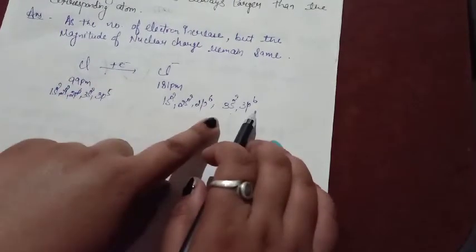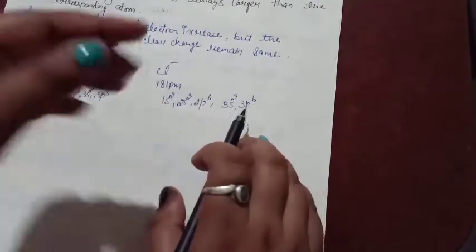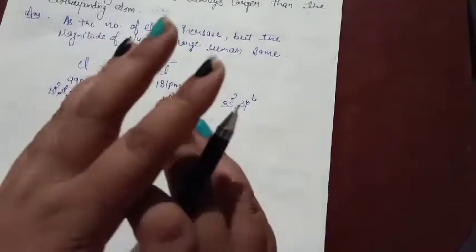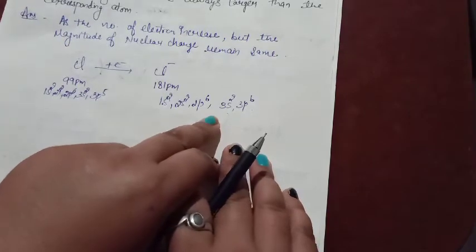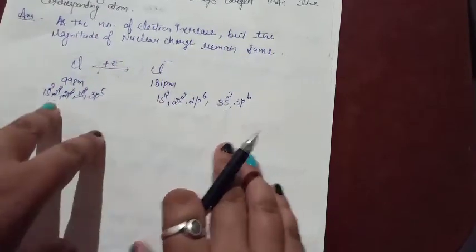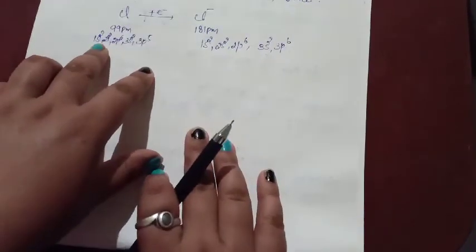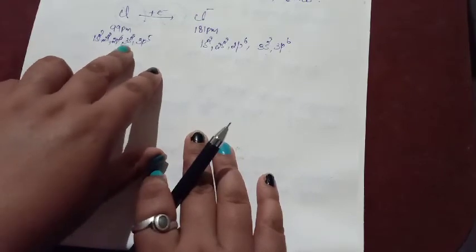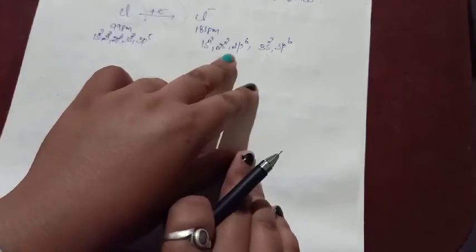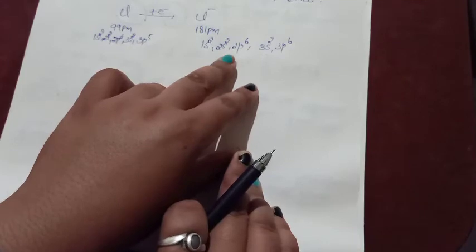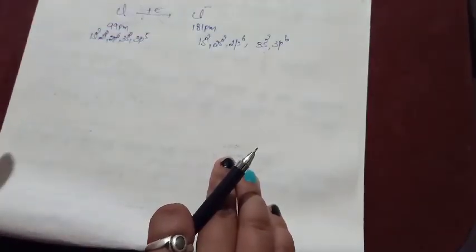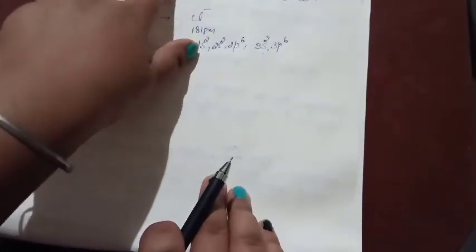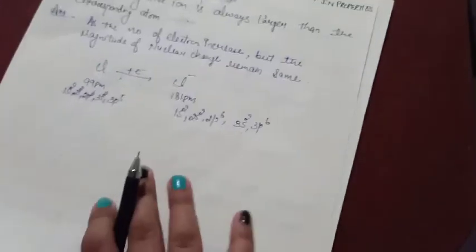So you can see one electron increased. The nuclear charge is the same, proton and neutron are the same, but the electron is increased. In the previous part the nucleus just had to maintain 17 electrons, but here it has to maintain 18 electrons. So that results in what? Increase of atomic size. That's why a negative ion is always larger than the corresponding atom.